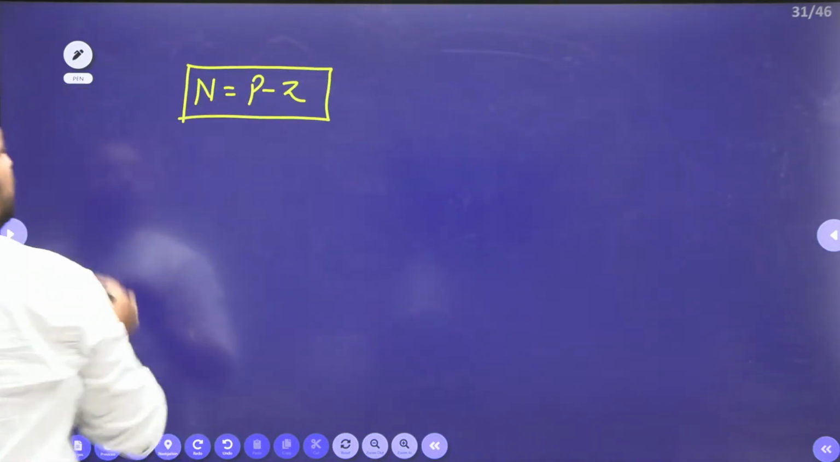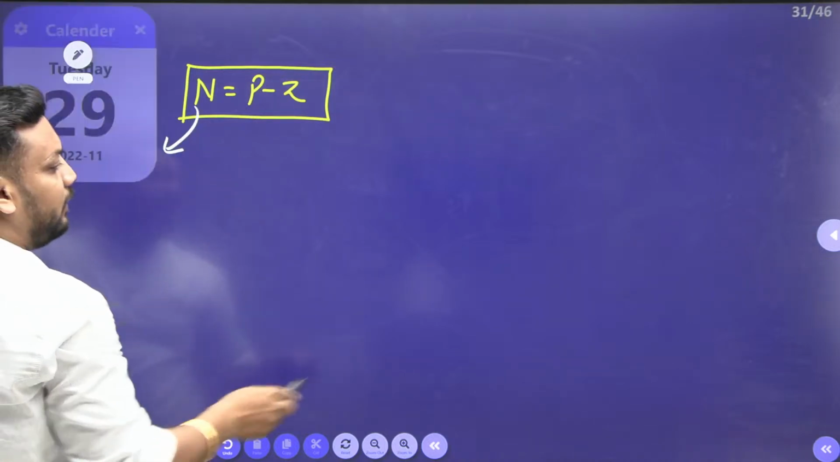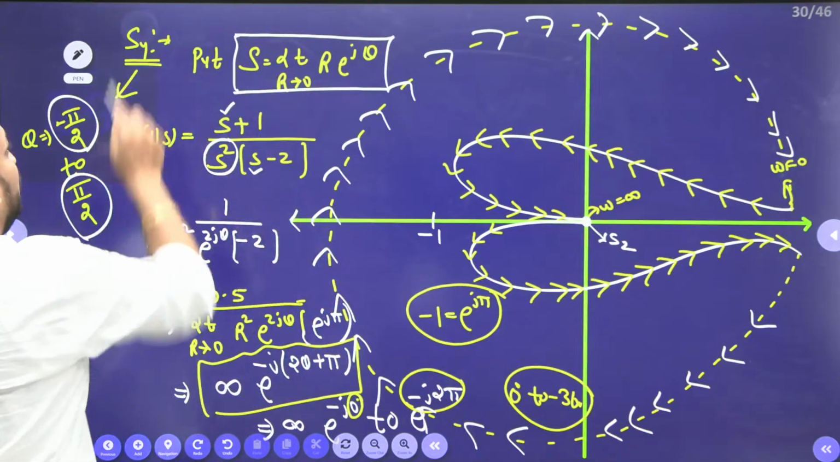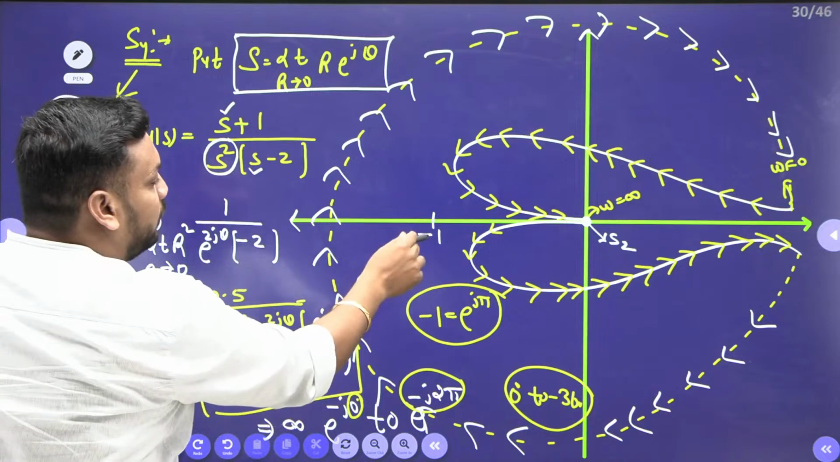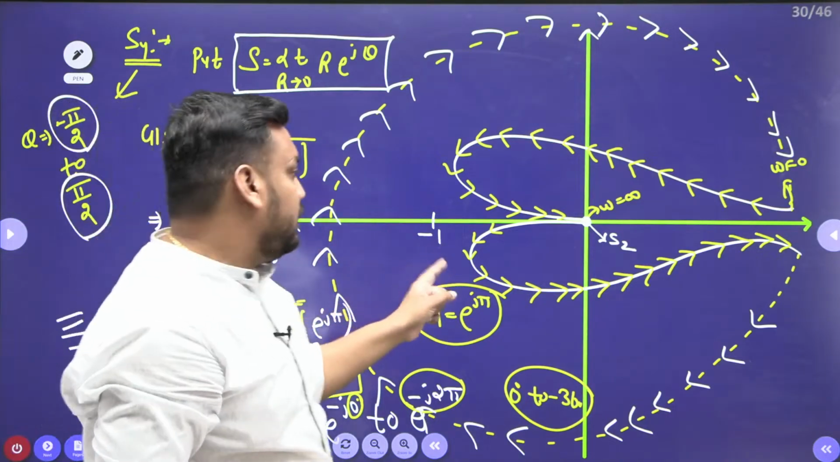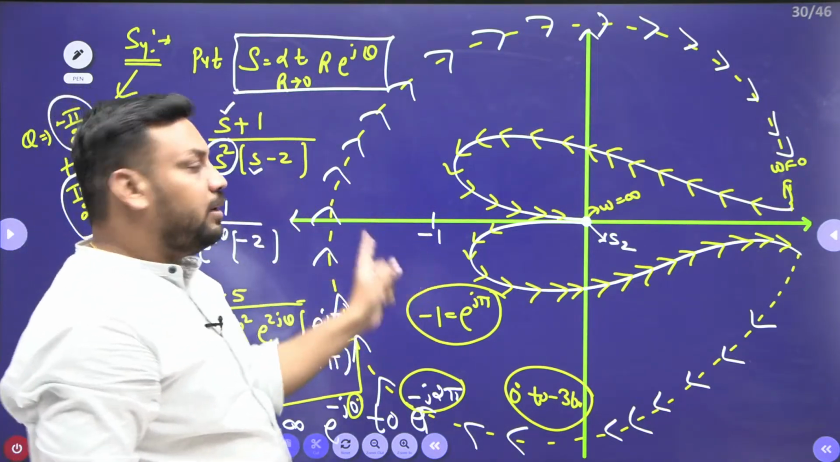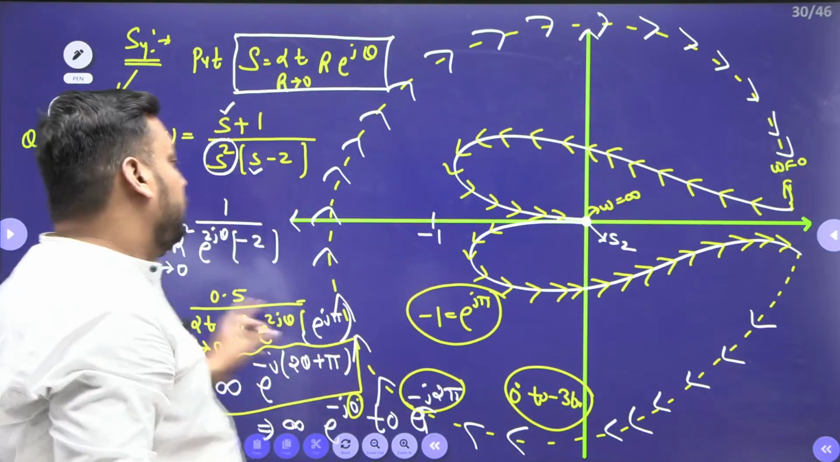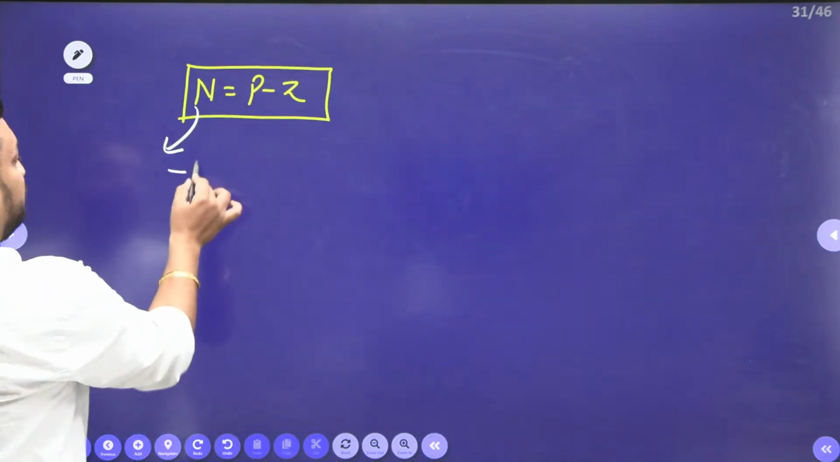So by observing the diagram, we can say that N equals P minus Z. N is the number of encirclements. Is there any encirclement, guys? Yes, we have one encirclement in the clockwise direction. So because of clockwise, the N value is -1.